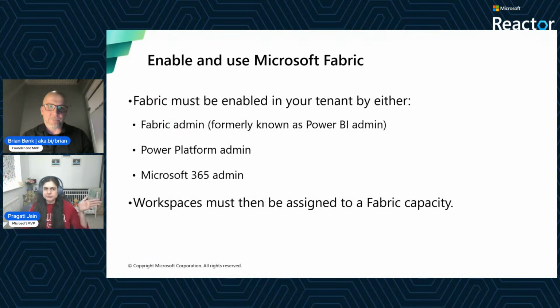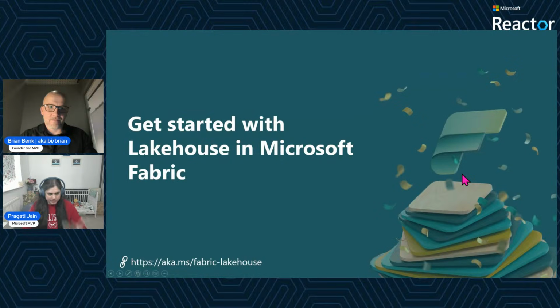Yeah. So obviously, whenever you want to work with Fabric, the first thing is how you enable Fabric. You need to get Fabric enabled in your tenant, and you can do it on your own if you're a Fabric admin or Power BI admin or Power Platform admin or your Microsoft 365 admin. But if you're not, you need to ask your Fabric admin to enable that in your tenant. And once that is enabled, make sure you assign all your workspaces to a Fabric capacity so that you can start using the Fabric workloads in the workspace that you have been working with.